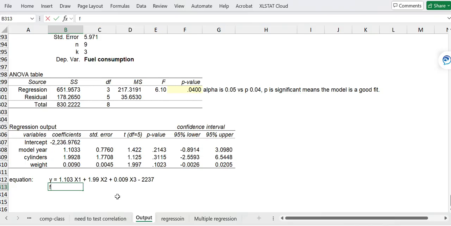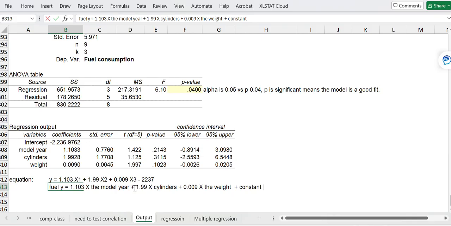What is the meaning of this? Fuel, that is y, is equal to 1.103 times the model year, plus 1.99 times the number of cylinders, plus 0.009 times the weight, plus the constant, which is minus 2237. You understand? This is the idea of the equation.